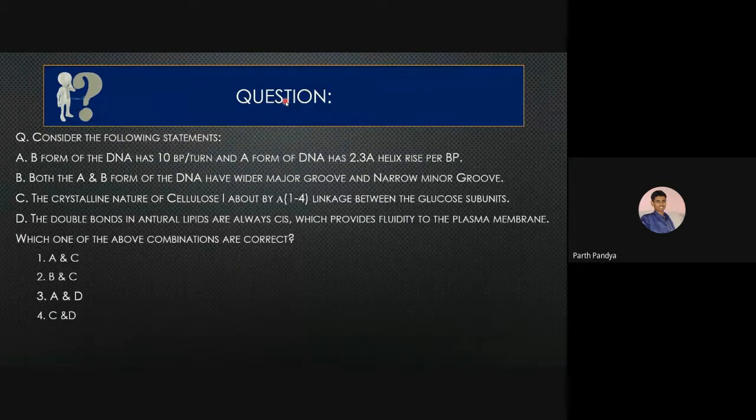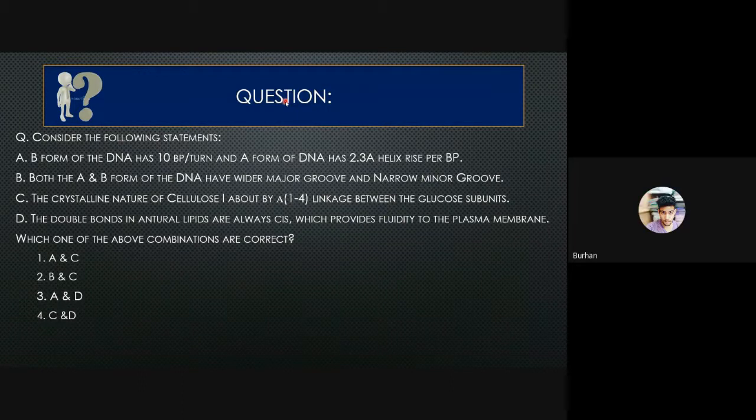The crystalline nature of cellulose is due to alpha 1,4 linkage between the glucose subunits. The double bonds in the unsaturated lipids are always cis, which provides fluidity of the plasma membrane. Which one of the following combinations is correct? So, in short, what they have done is combined all the things: some of the molecular biology stuff, some of the biochemistry stuff, as well as the cell biology stuff. Yes, Swapnil, why do you think it is C?